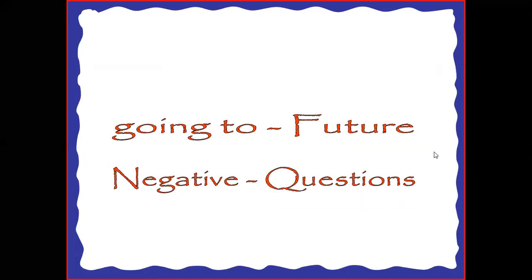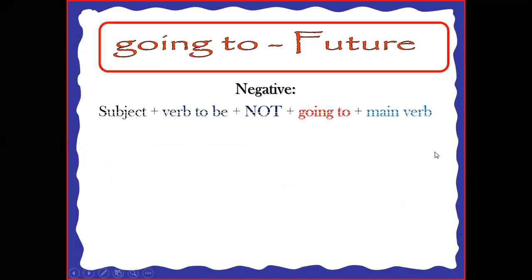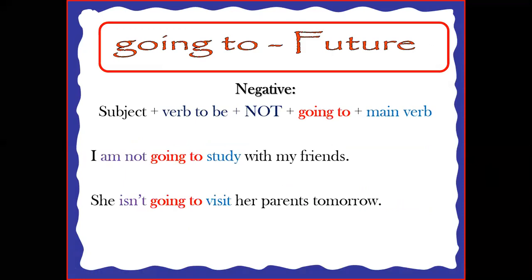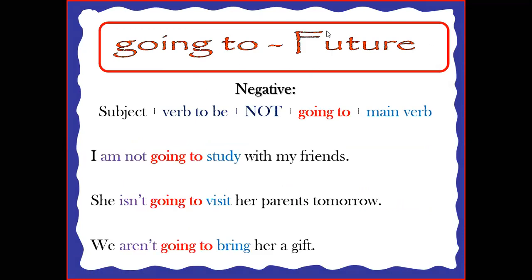In this case, for negative, pay attention to this. Here you have the structure. Always you have to use the subject, the verb to be, but always you use this, not, because it's negative.